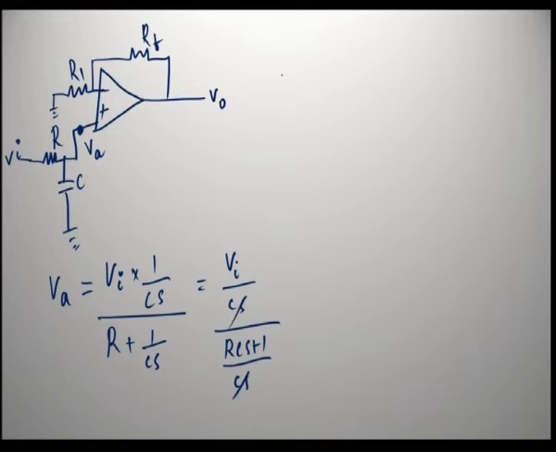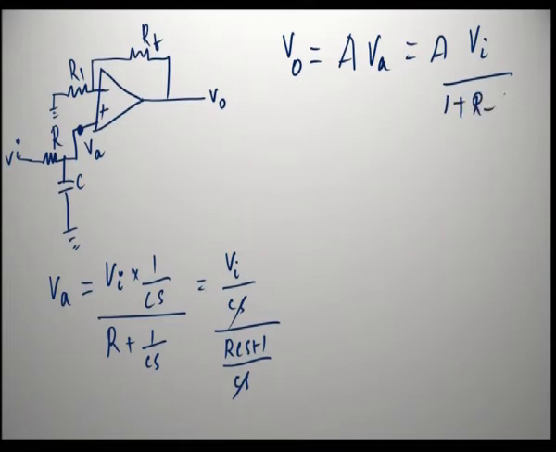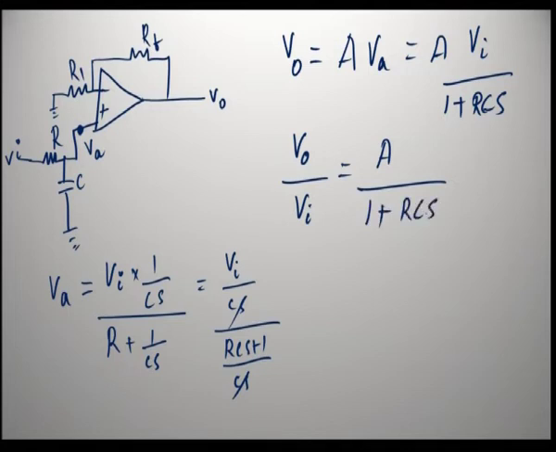This will get cancelled. And what is the output now? V out is equal to the gain of the amplifier into VA. So, gain into VA, which is Vi by 1 plus RCs. So, from this the transfer function of the total circuit is written as V naught divided by Vi is equal to A by 1 plus RCs.